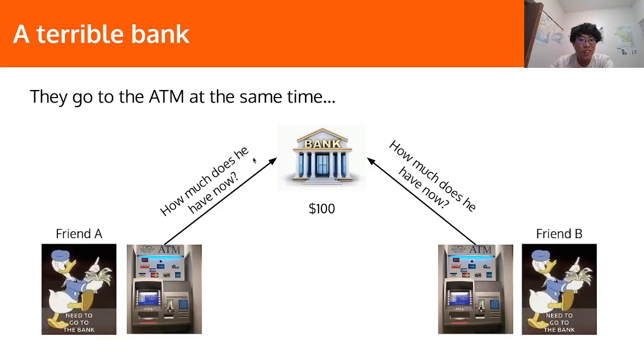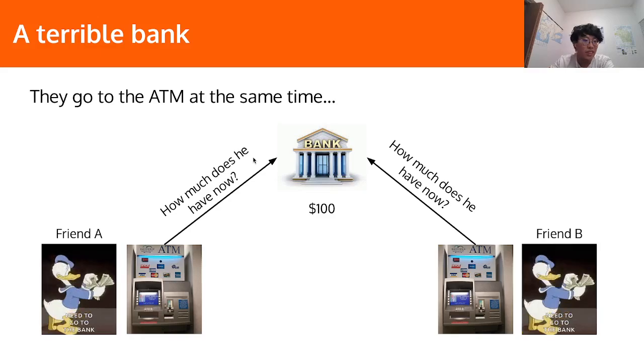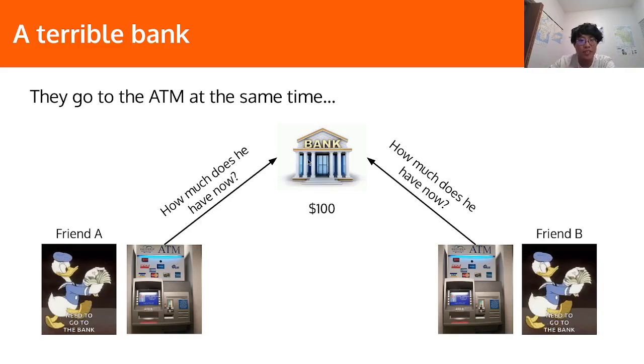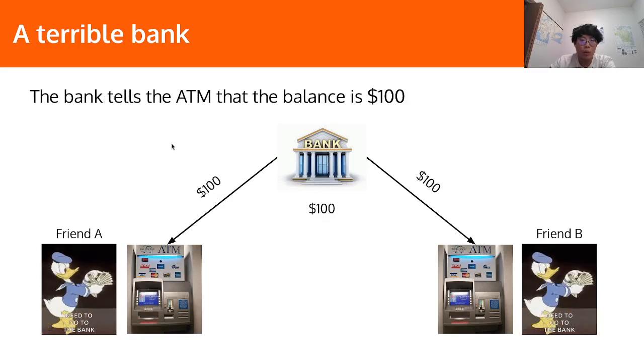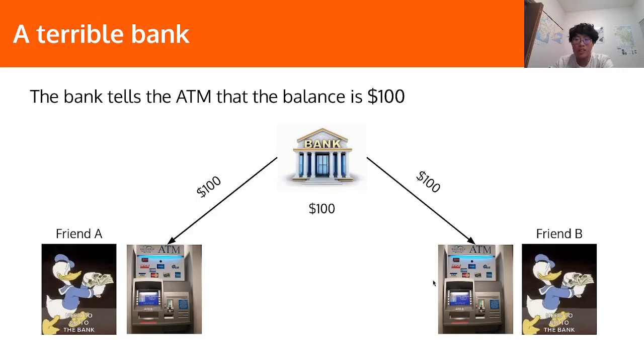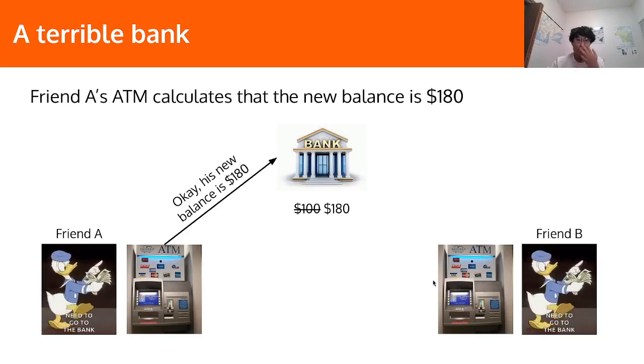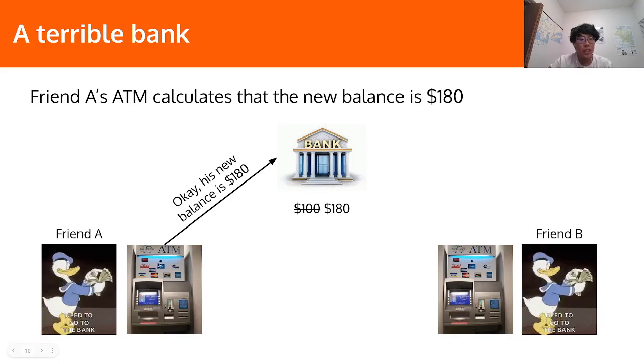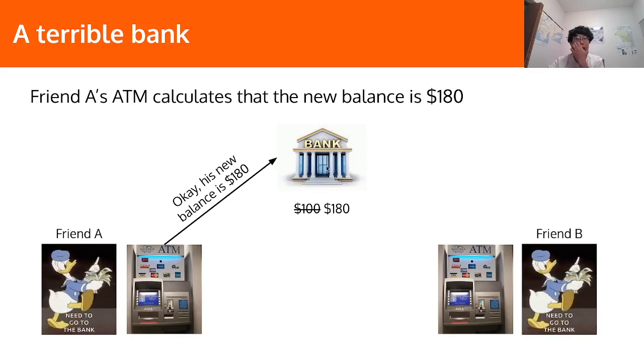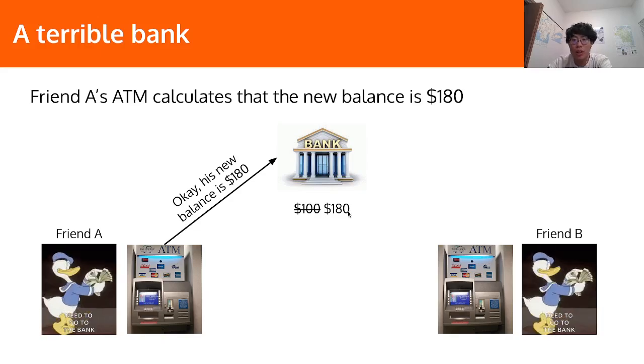So how does this work? Say that your friends accidentally both go to the ATM at the exact same time. Now the ATM will ask the bank server, how much money does he have in his account? And the bank will say, well, he has 100, so it will send 100 to the first ATM, and it will send 100 to the second ATM. All this looks good so far. Now, friend A deposits the $80 into the ATM, and since it knows that he has 100, it knows that his new balance is 100 plus 80, which is $180. So it tells the bank, his new balance is $180, and the bank updates the balance in our account to $180.